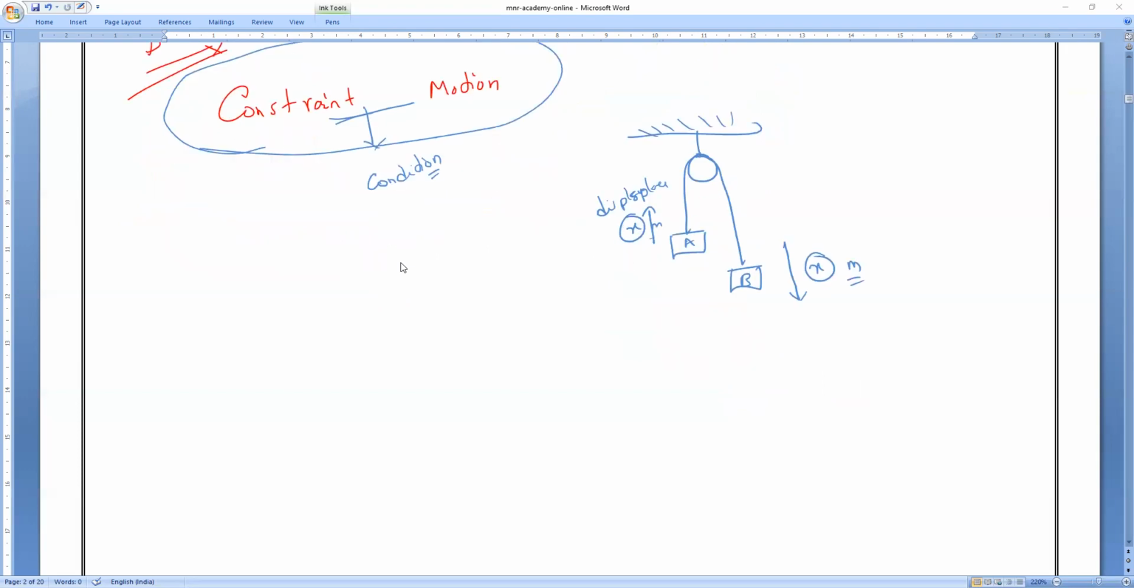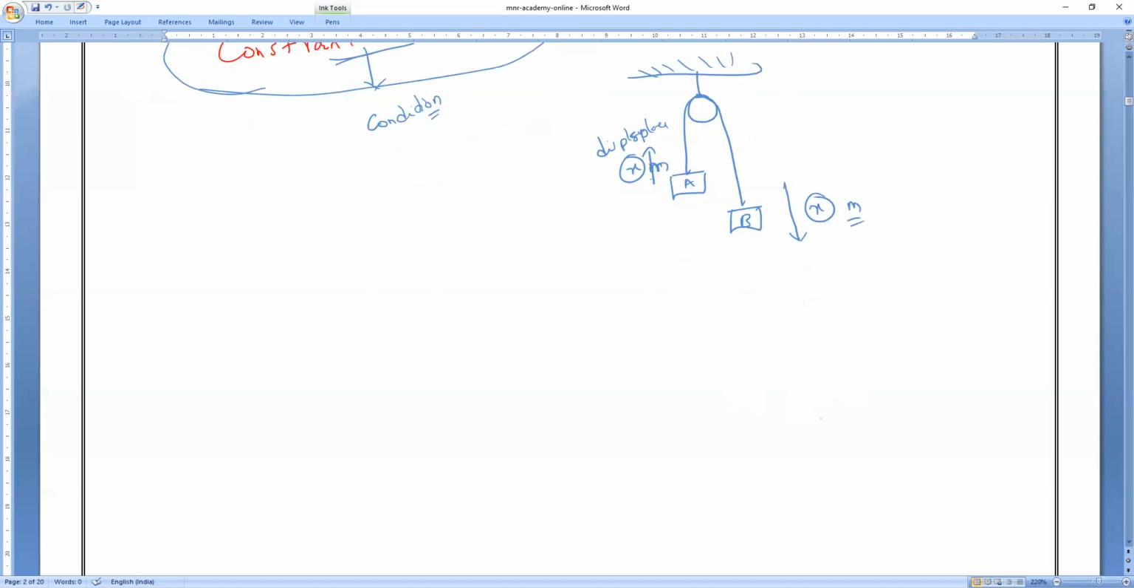So if A body should go upward, what is the condition? B body must come downwards. If A body moves x meters in the upward direction, then B body must also move x meters in the downward direction. So there is always a condition. That is what we call constraint motion.